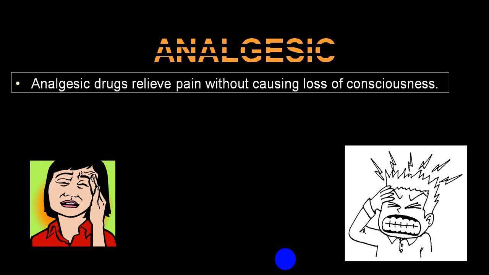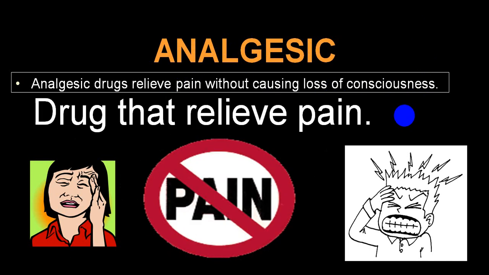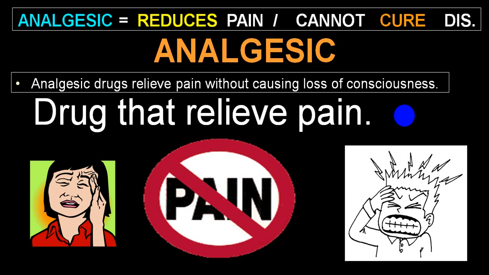So, very important: analgesics are the drugs which relieve pain without causing loss of consciousness. Say you give a local anesthesia, that is not an analgesic. The person loses consciousness, he is not aware of the pain. That is not an analgesic, so do remember that. Drugs that relieve pain are called analgesics. An analgesic will reduce the pain, but it does not treat the disease. So it cannot cure the disease.